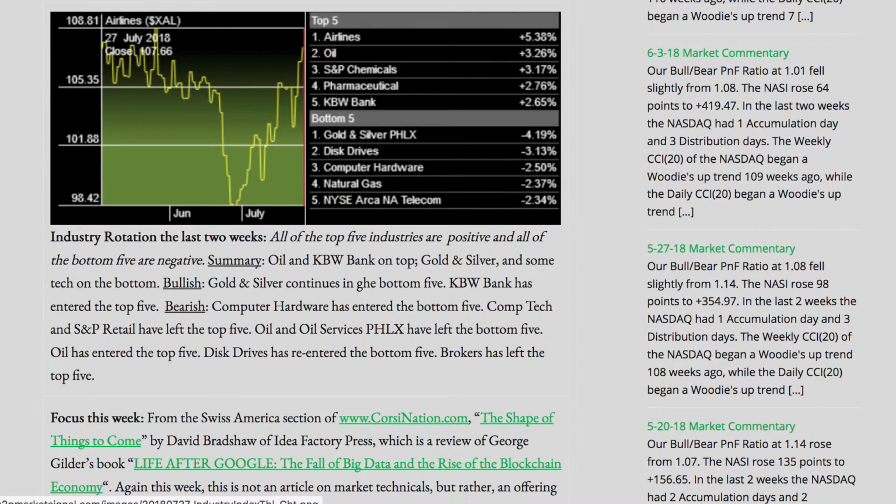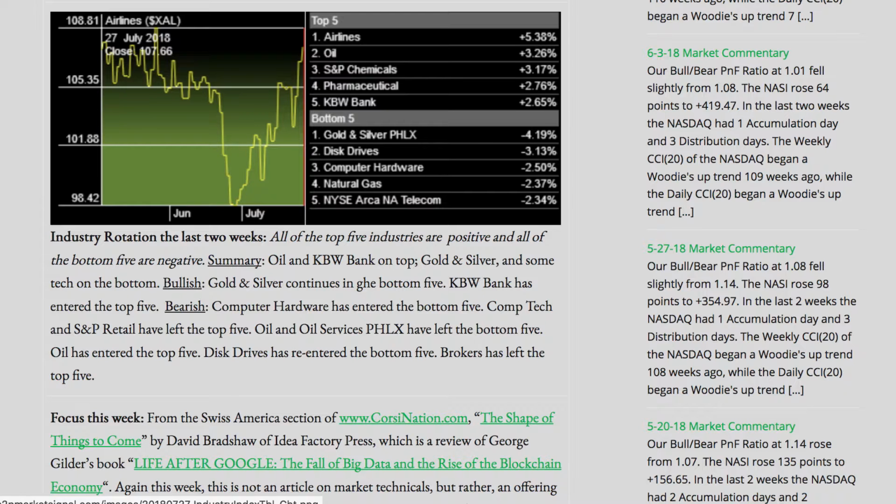Industry rotation the last 2 weeks. All of the top 5 industries are positive, and all of the bottom 5 are negative. Summary: oil and KBW Bank on top, gold and silver and some tech on the bottom. Bullish, gold and silver continues in the bottom 5. KBW Bank has entered the top 5.